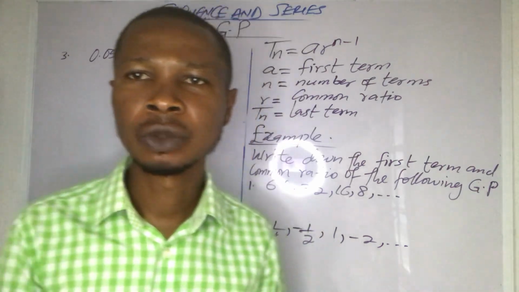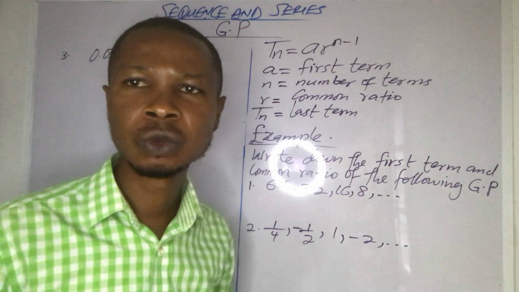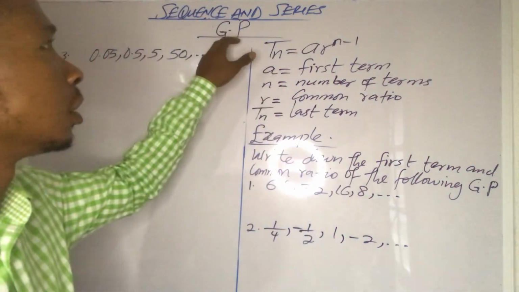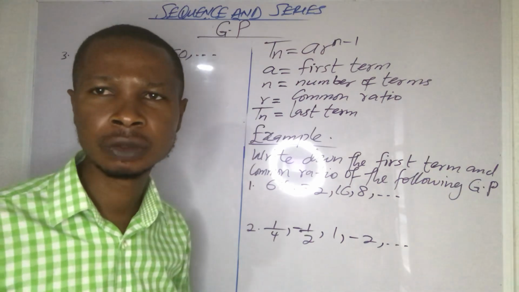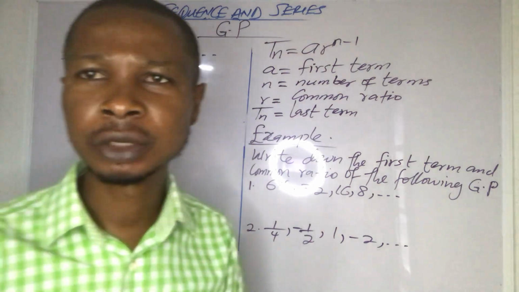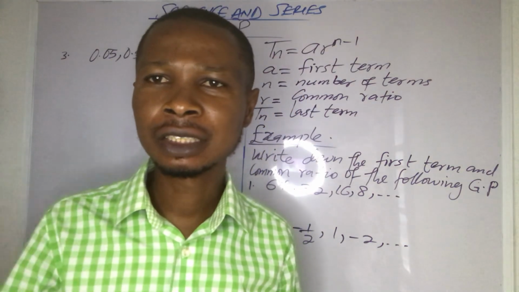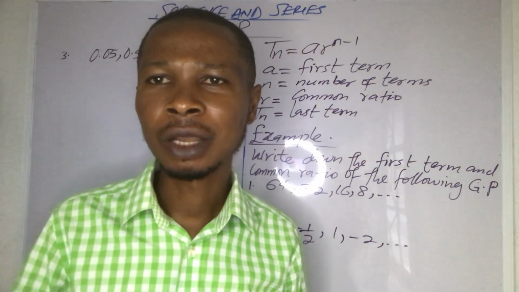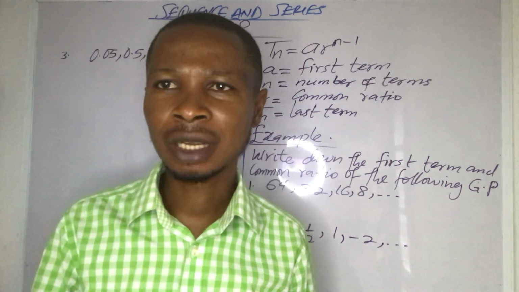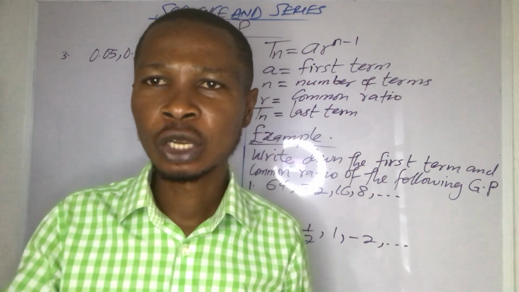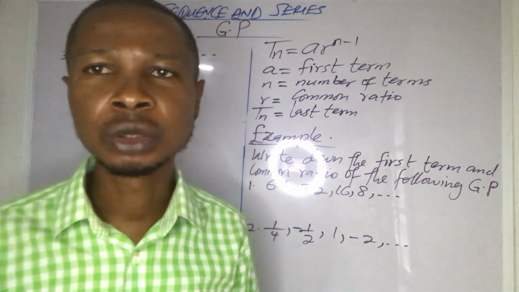In today's lesson, we are still looking at sequence and series. But under the sequence and series, we are looking at geometric progression, GP. What is a geometric progression? This is a sequence of terms that either increases or decreases by a constant amount called the common ratio.